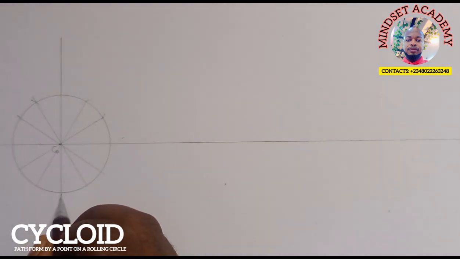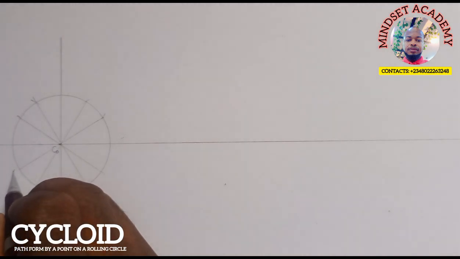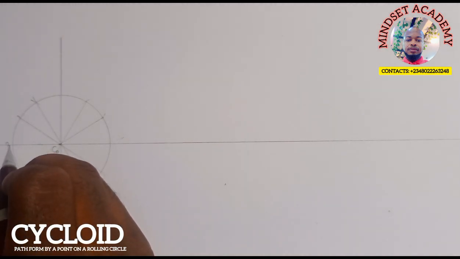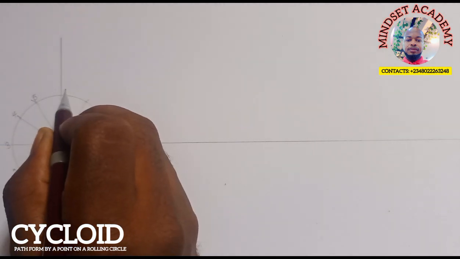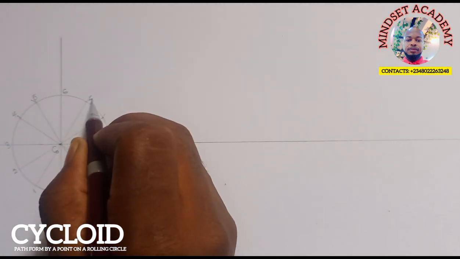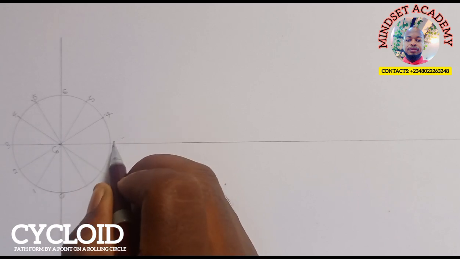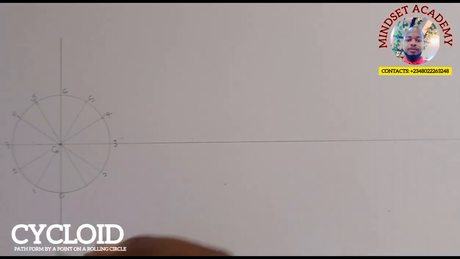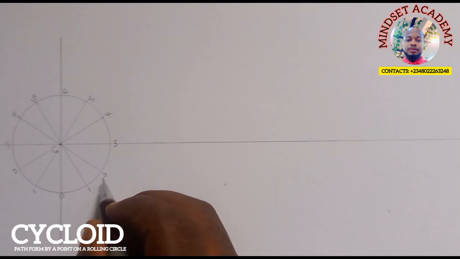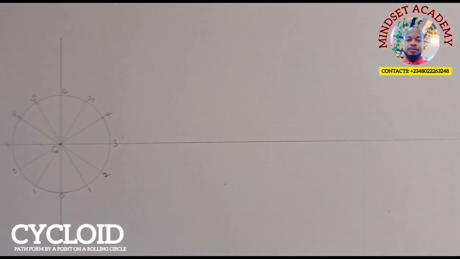So from the base here, I will start because it's going clockwise. This will be 0, this will be 1, this will be 2, this will be 3, we have 4, we have 5, we have 6. I'll go back again. 5, 4, 3, 2, then we have 1 here, back to 0. Hope you can see what I am trying to portray.